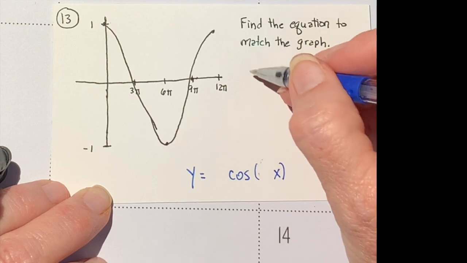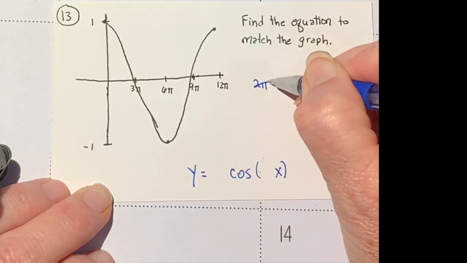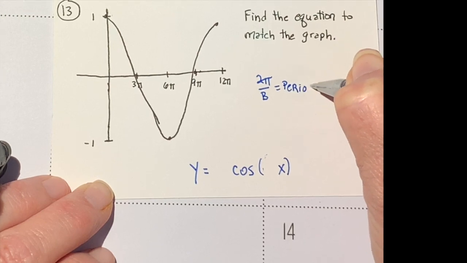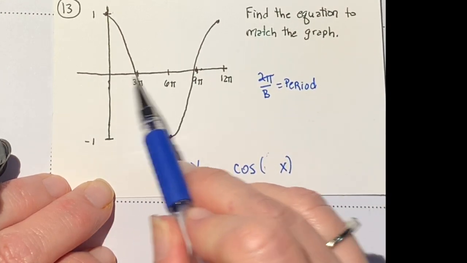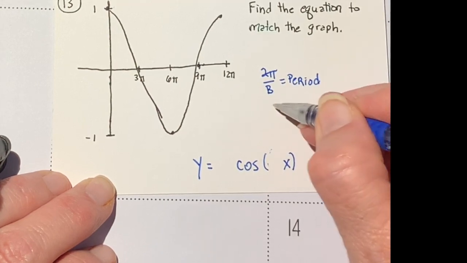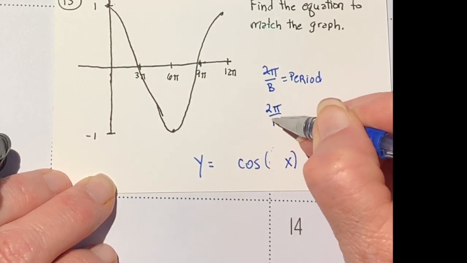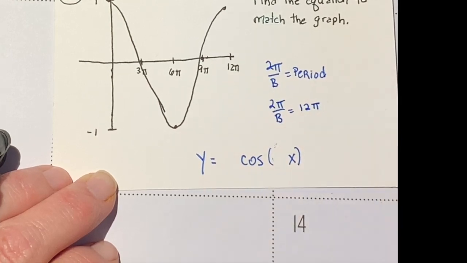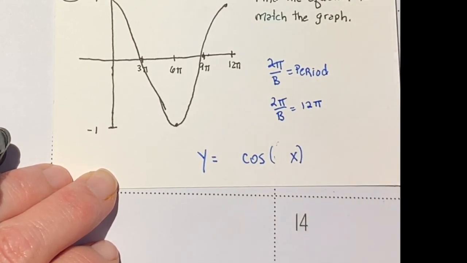Okay, and so remember, the key to that is 2 pi divided by b equals your period. All right, my period, I can look and see it goes from 0 to 12 pi. It completes the cycle of the graph in 12 pi radians. So I know my period. So I just need to figure out 2 pi divided by what equals 12 pi. And when you solve that, that's your b. You're going to fill that in, and that's your equation.